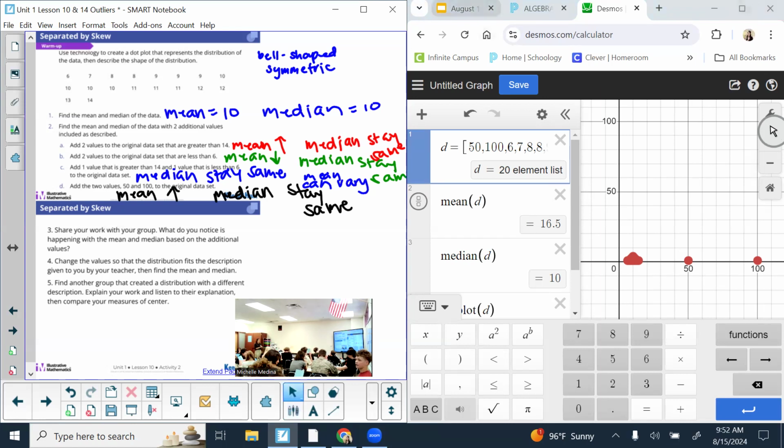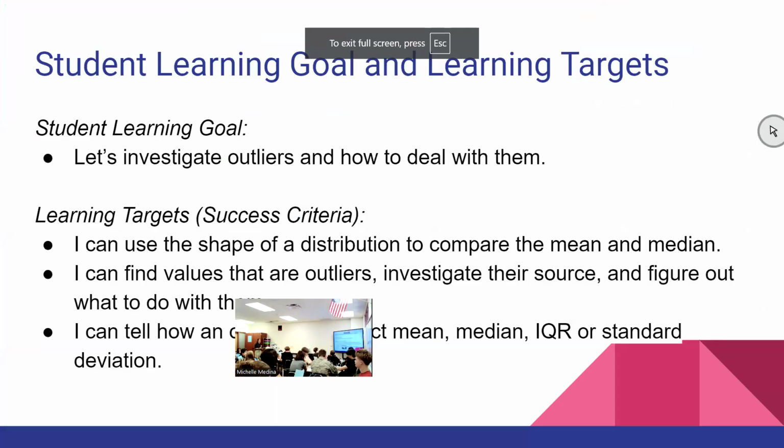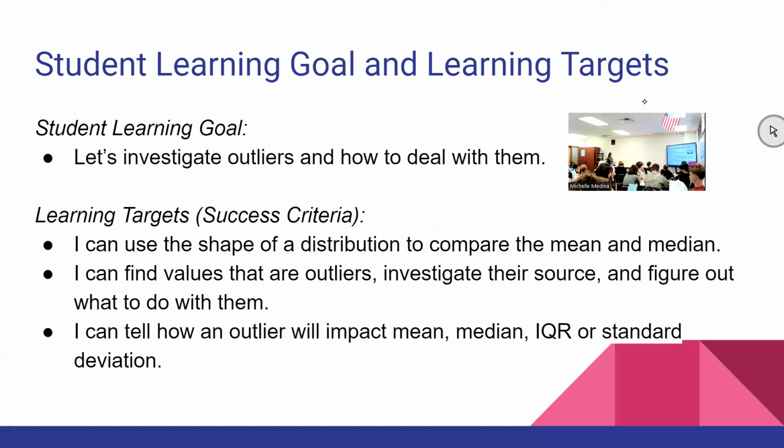All right, so today we are on a combo lesson, 10 and 14. They're both about outliers. So today we are going to investigate outliers and how to deal with them. Using the shape of the distribution to compare the mean and median. Finding values that are outliers, investigating why they are probably there, and figuring out what to do with them. And telling how an outlier will impact the mean, median, IQR, or standard deviation. That's how you'll know you're successful after the lesson. You'd like to check every single one of them off.